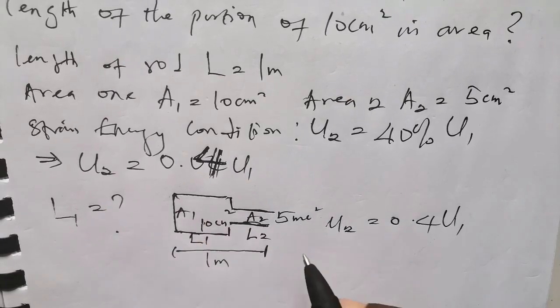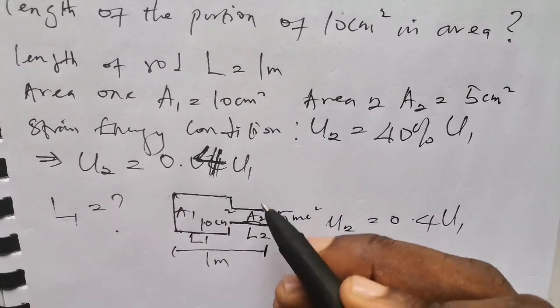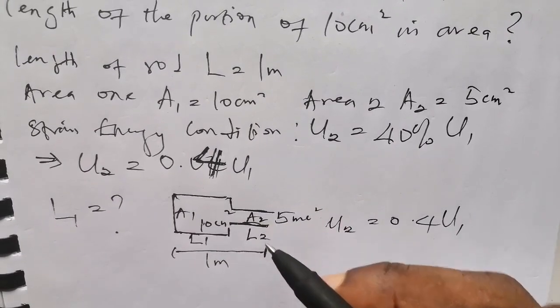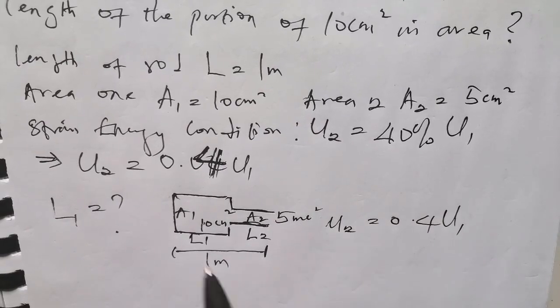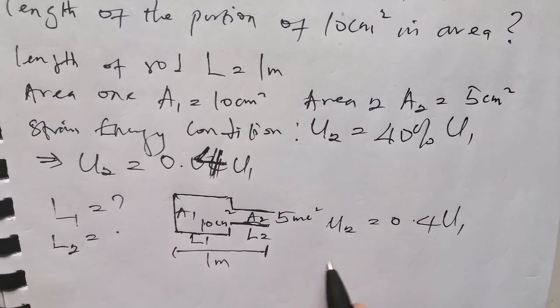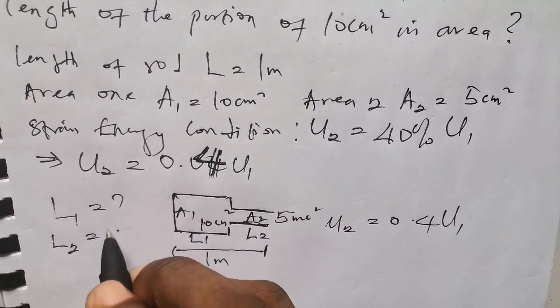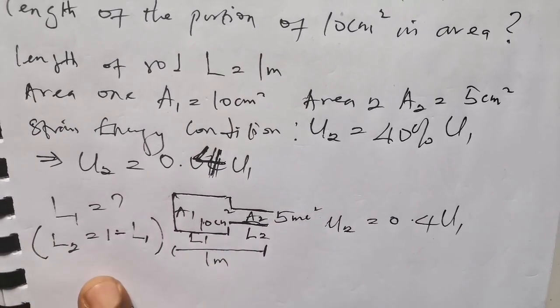But then, if the total length of the bar is 1 meters, it simply means we can find the length of the second portion of the bar with respect to the length of the first. So L2 will be equal to, if the entire length is 1 meter, 1 minus L1. Also keep this condition aside.